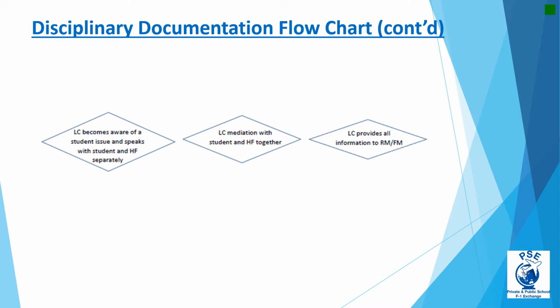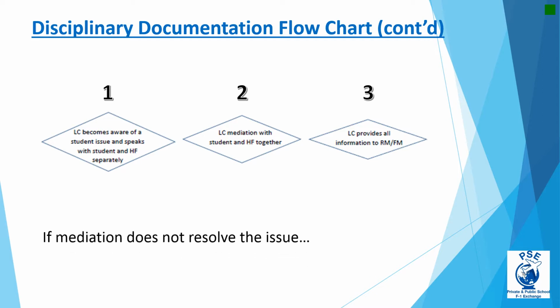Here are the first 3 steps. Step 1. The local coordinator becomes aware of a student issue and speaks with the student and the host family separately. Step 2. The local coordinator facilitates a mediation session with the student and the host family together. Step 3. The local coordinator then provides all of this information to the regional manager. If mediation does not resolve the issue, then we move to the next step.